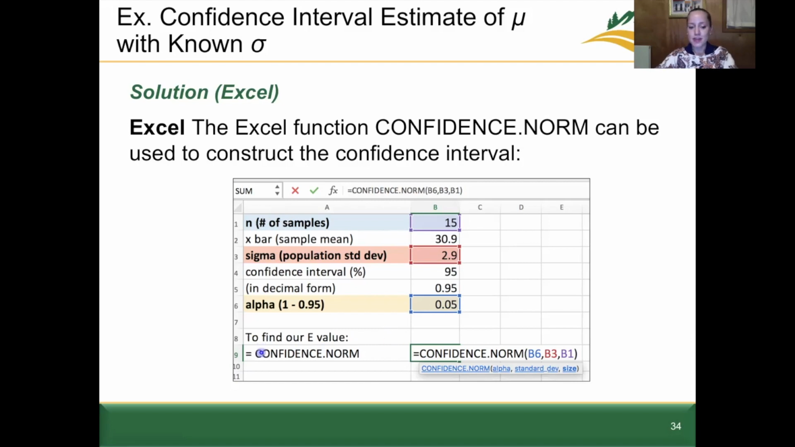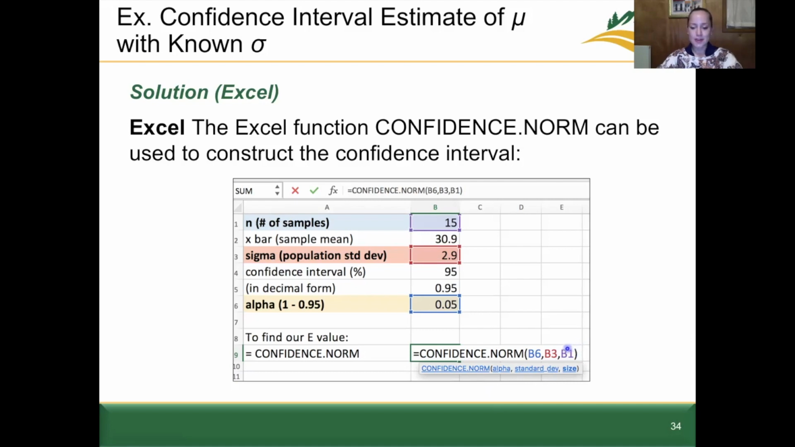So I type in equal sign confidence.norm, open parentheses. It's telling me to put in my alpha value again. So my alpha value is 0.05. I'm not putting in alpha over 2. I'm putting in alpha value of 0.05. The only other two values I need for this function is my standard deviation, which I know now. So that's why I'm using this function. So I do my alpha value, my standard deviation, and the size.